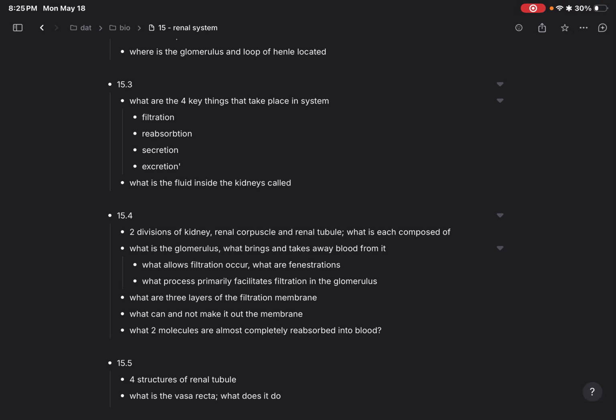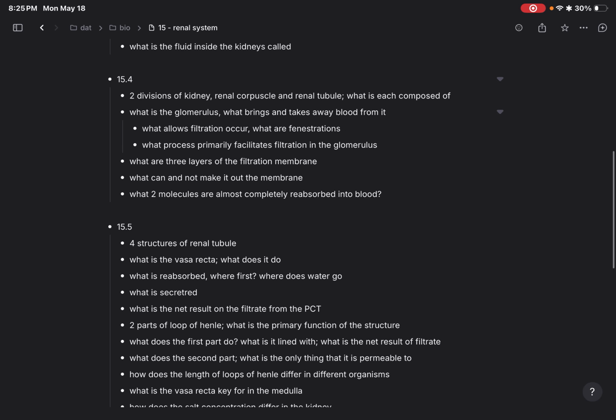What is the fluid inside of the kidneys called? It's called the filtrate. So two divisions of the kidneys: there's a renal corpuscle and renal tubule. What is each composed of? So the corpuscle is mainly the glomerulus and Bowman's capsule. That is the first place where filtration will occur. Renal tubule, that's like the loops of Henle.